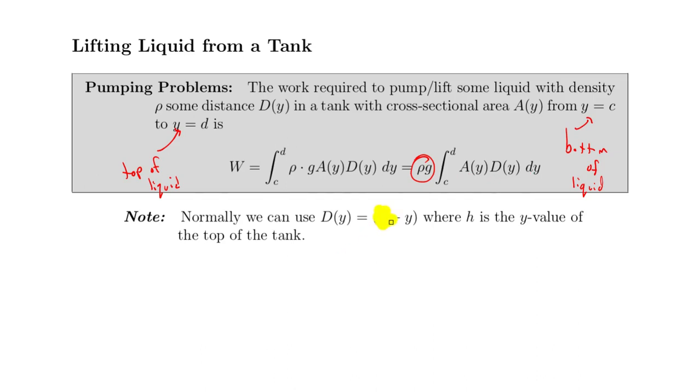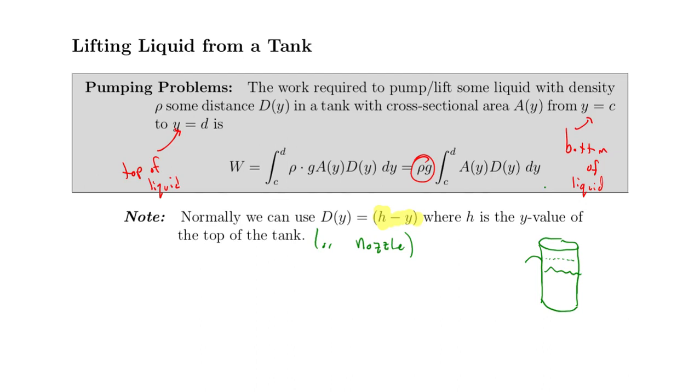But again, normally this distance function is just h minus y, where h is the y value of the top of the tank, or if you want, you could say, or the nozzle that we're pumping out of. That way, if you have some sort of a tank that's set up like this, where your nozzle isn't all the way at the top, then we'll just take a look at this y value here.